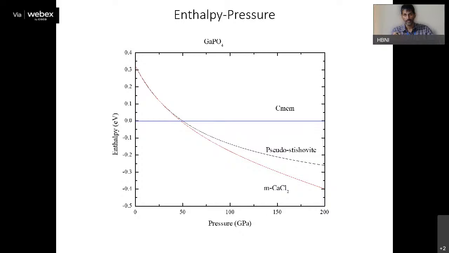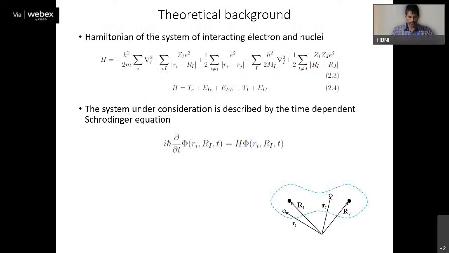What is the point of giving this example? Basically, if we can compute the enthalpy versus pressure, then from a large data set, we can compute its enthalpy and total energy and come to know whether that structure will be stable energetically with respect to the ambient structure or not. But the thing is, how to do these calculations? So let's discuss some background about doing this calculation.